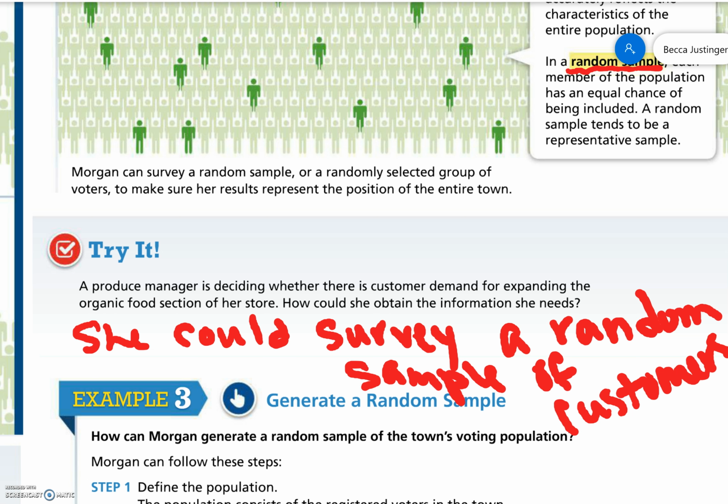Because it wouldn't make sense if she just stood in the organic food section and only asked the people who are in the organic food section. Obviously, they would all say, yes, you need to expand it. But people who don't eat organic food, maybe it's too expensive, maybe they don't really care, wouldn't really want the expansion of the organic food section. So as long as the people that she surveyed were random, you would get a better amount of data.